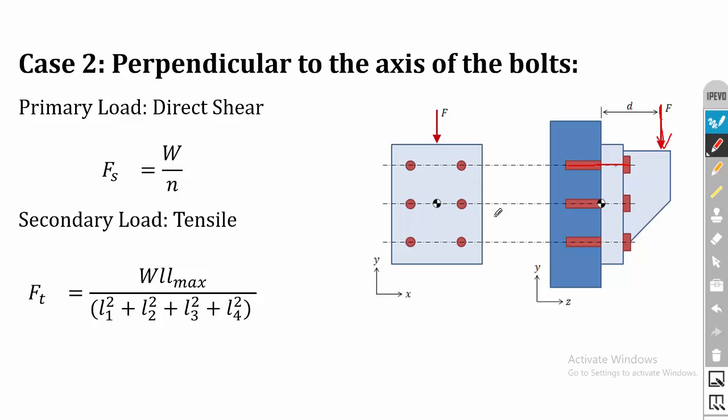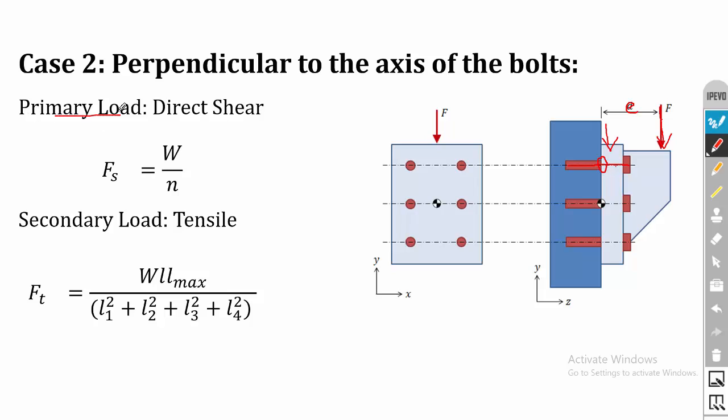Case 1 and case 2 are out-of-plane eccentricity. Among them, case 1 is parallel to the axis and case 2 is perpendicular to the axis, and case 3 is in-plane eccentricity. So when the load is acting perpendicular to the axis, we will have an eccentricity of e. For the primary load, we neglect the eccentricity and assume that the load is directly acting on the bolt. If the load acts here, it will produce a direct shear, trying to break the bolt at this point.